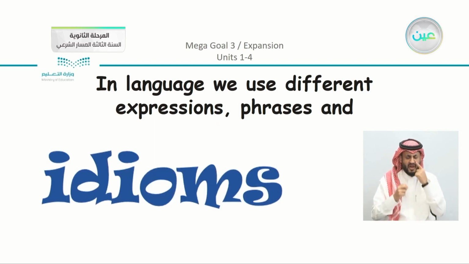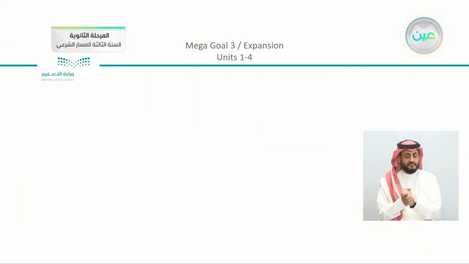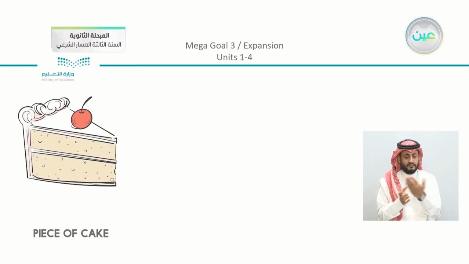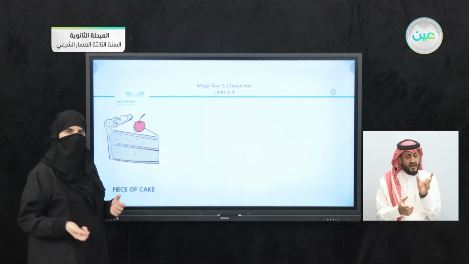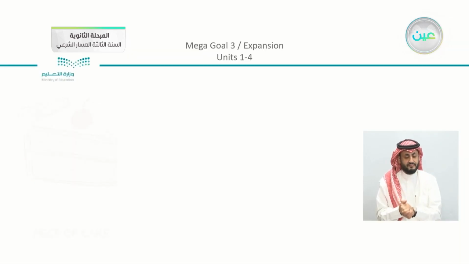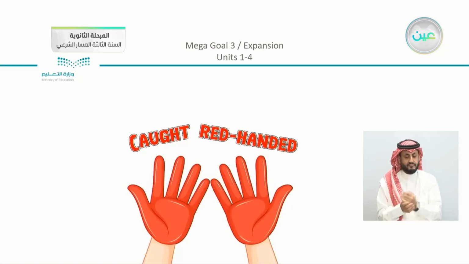Now, can you give me a meaning? What does this word mean? We have the word idiom, we can say. Like, for example, a piece of cake. Now, when you describe something that it is very easy, you can say it's like a piece of cake. We have also another example here. Caught red-handed. Now, do you think that this means actually that a person's hands are red?